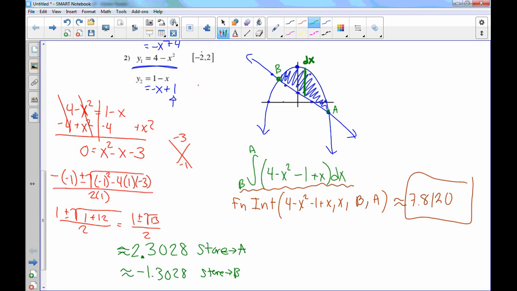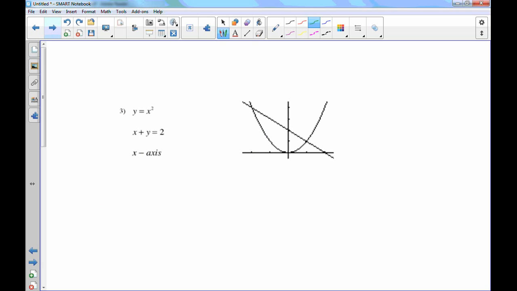Okay? Moving over to 3 and 4, please. We are again integrating the area between the curves. Looks like we have number 3. y equals x squared, that's a parabola. x plus y equals 2 is what type of line? It's a straight line. And the x-axis, so bounded by those. Where is that area? Yeah, it's right here. That's the area.